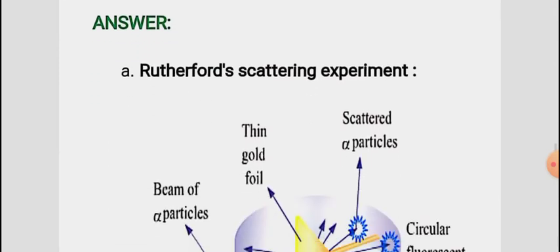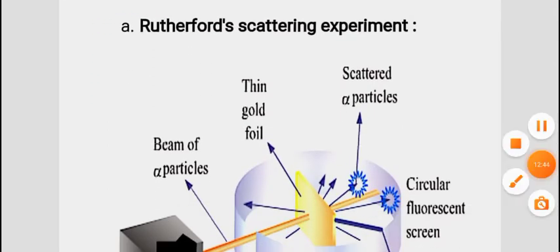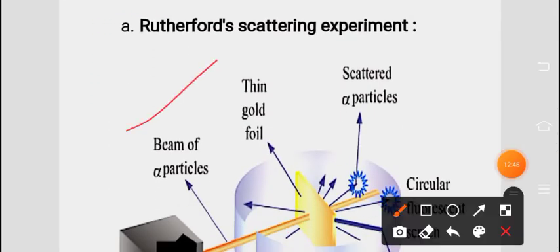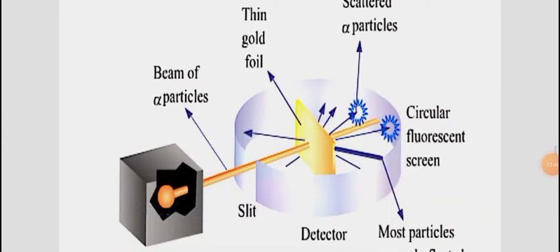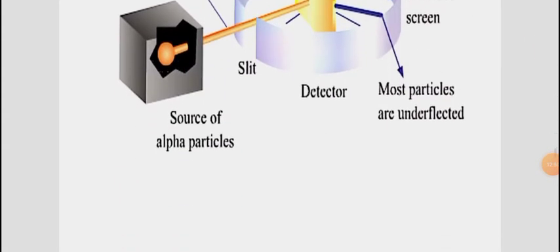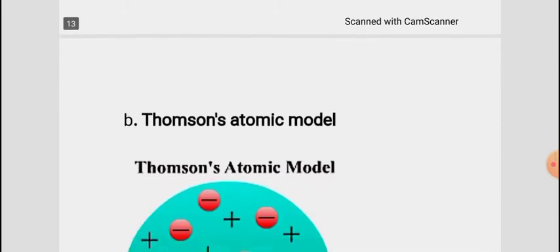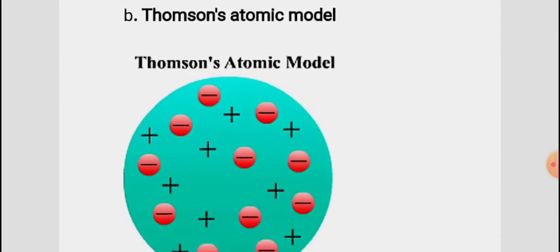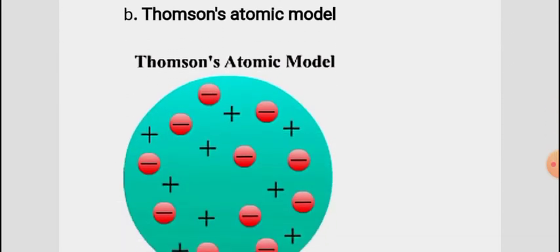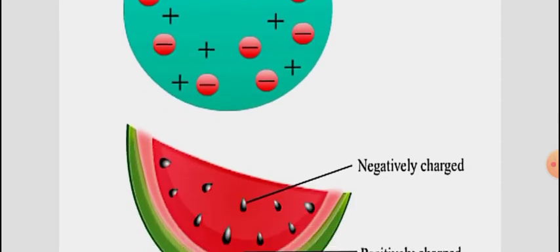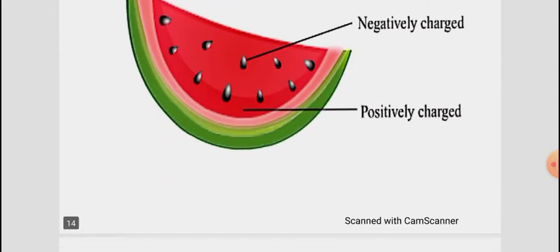Very first diagram is of Rutherford scattering experiment, the gold foil experiment. This is the diagram for the same. You have to draw this diagram in your homework notebook. All the things which are given in this PDF, you have to write down. This is Thomson atomic model, and this will give you an idea for the same.